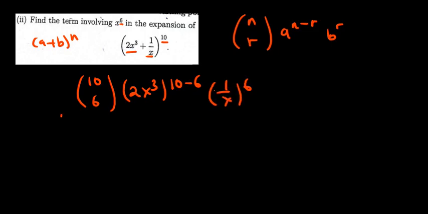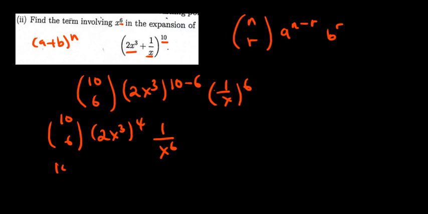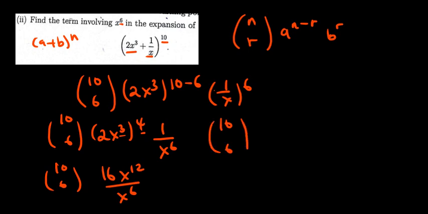Then this is going to be 10 choose 6 like that. When I subtract there, I get the power 4. Then that is (1 over x) to the power 6. Then this will be 10 choose 6, and 2 to the power 4 gives me 16. Then 3 multiplied by 4 gives me 12. So I have x to the power 12 over x to the power 6, and that just gives me 10 choose 6 times 16 x to the power 6.